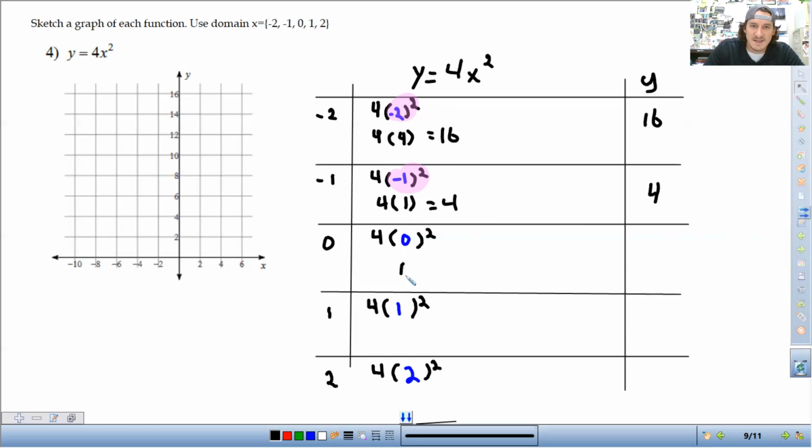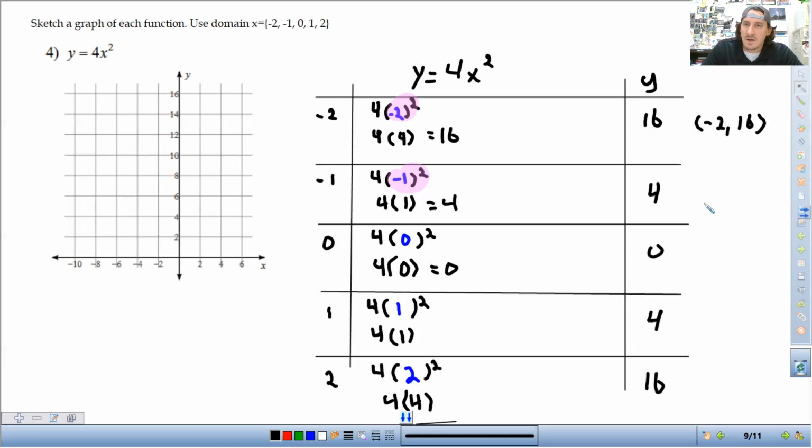0 squared is 0. Times 4 is 0. 1 squared is 1. Times 4 is 4. 2 squared is 4. Times 4 is 16. Here are our points: -2, 16. -1, 4. 0, 0. And then 1, 4, 2, 16.